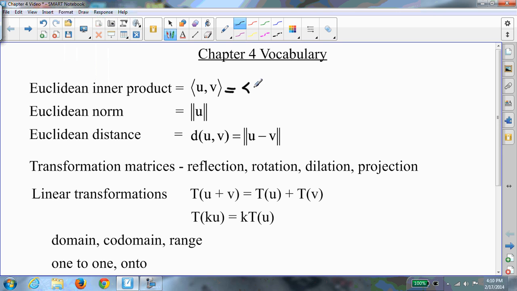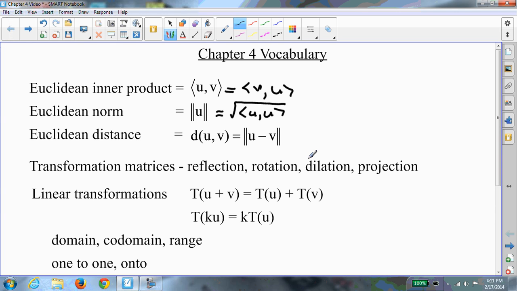v comma u. Our Euclidean norm, which is the same idea as a distance, is still defined as the magnitude of u, and that is still equal to the square root of u dot u. And Euclidean distance is basically the distance between two vectors, so the magnitude of u minus v. And I will show an example with each one of these.